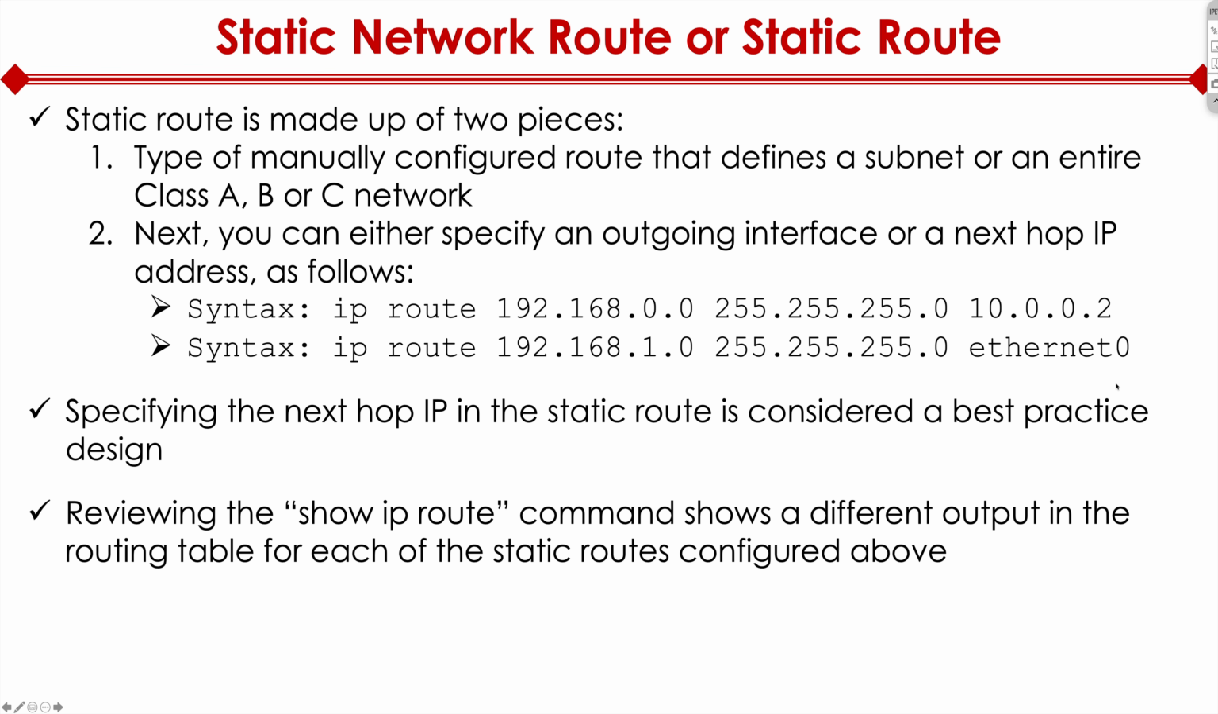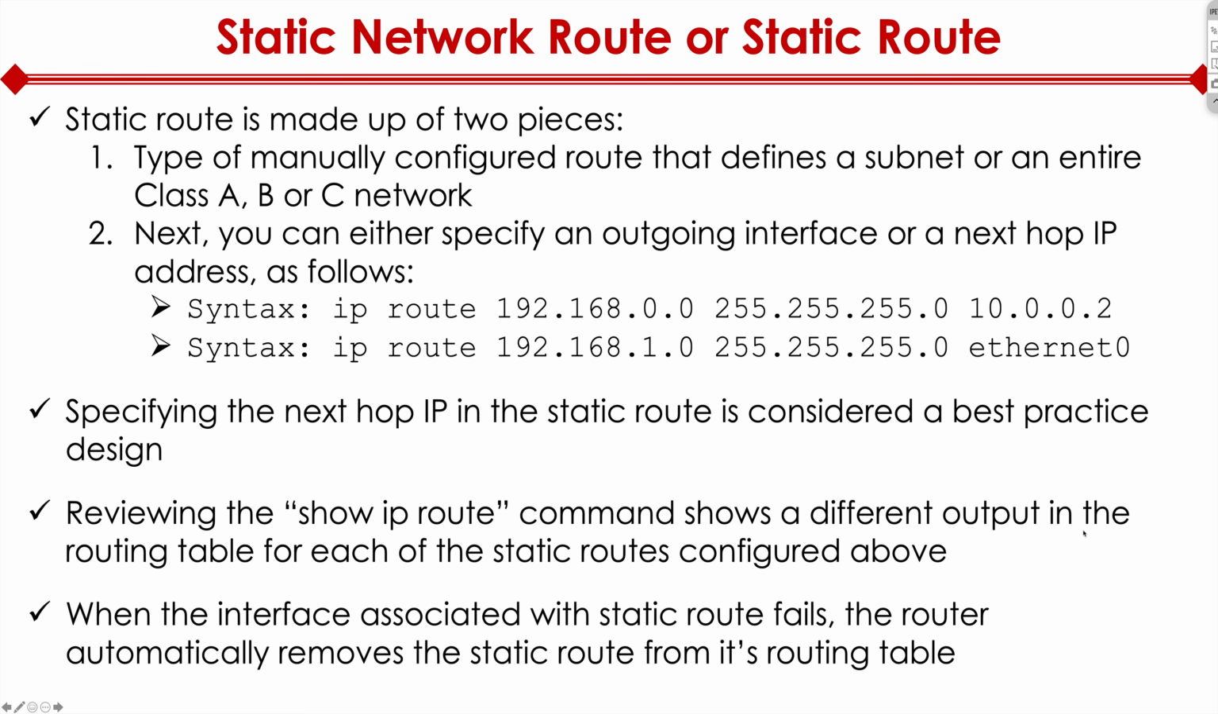Reviewing the show ip route command shows a different output in the routing table for each of the static routes configured above. What I'm saying is that for each of the ip route statements that we have specified here, whether we have the next hop IP or the interface specified, the output is going to look different. And I'll show you that in a moment. When the router interface associated with a static route fails, the router automatically removes the static route from its routing table. So now let's quickly go to the CLI and look at this stuff.